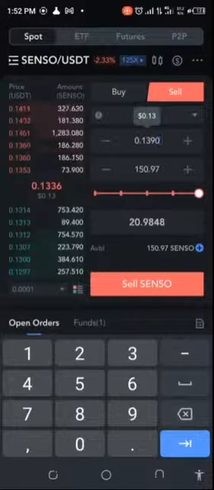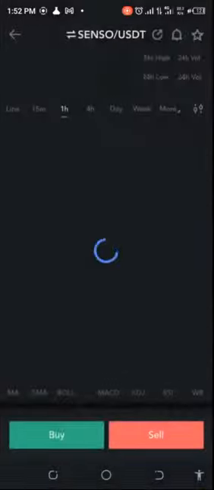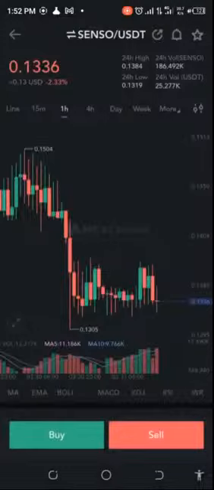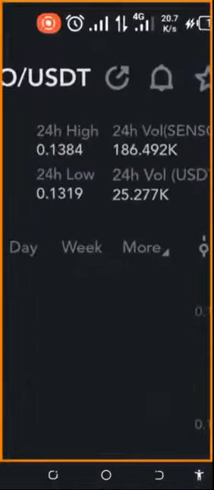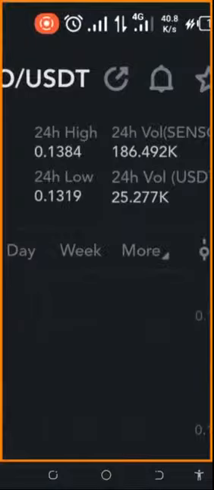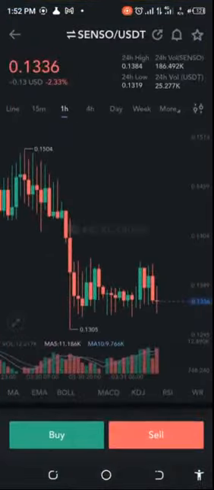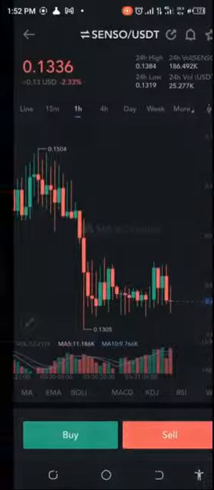Well, looks good, but would it get to 1390? Let's check it out. Let's see what its highest is within the 24 hours: 1384. And the lowest is 1319. So if I choose 1380, wouldn't that still be too ambitious?